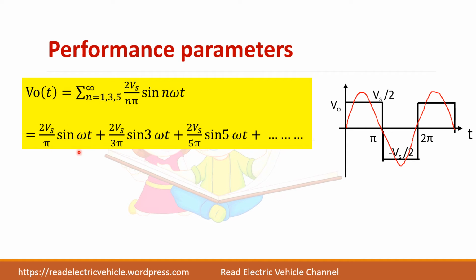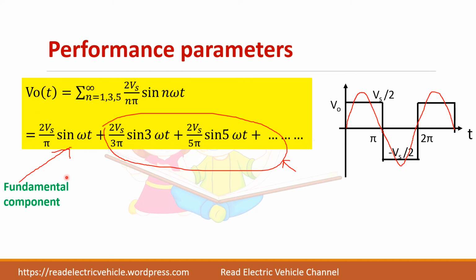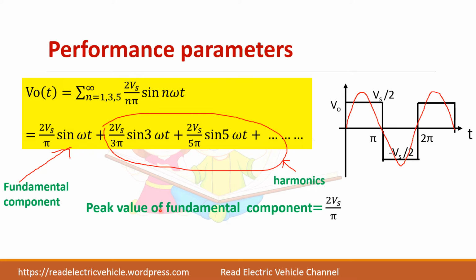You will get this fundamental component plus, because this is a summation, plus 2Vs by 3 pi sin 3 omega t, then 5 omega t. So this corresponds to the third harmonic and this corresponds to the fifth harmonic. This one is the fundamental component and all the other terms are harmonics. If you find the peak value of the fundamental component, the red color waveform, this is of the form Vm sin omega t. So Vm means this part, 2Vs by pi is the peak value of the fundamental component.